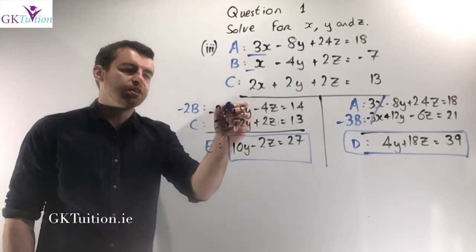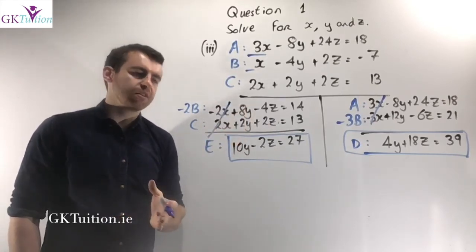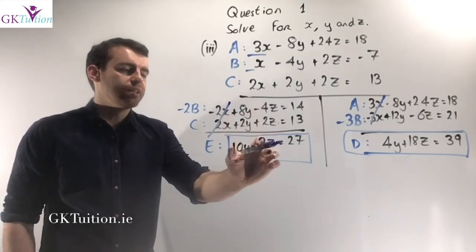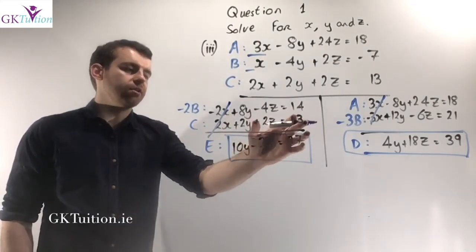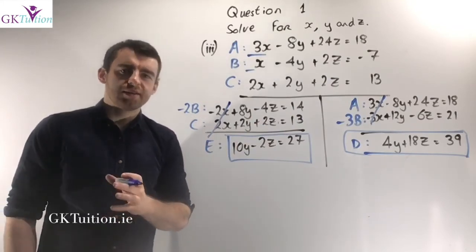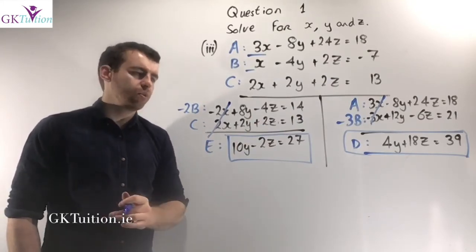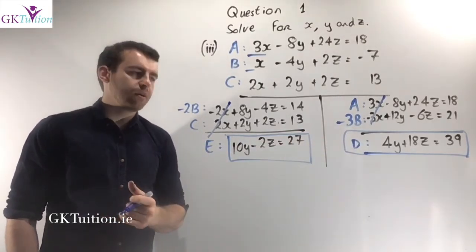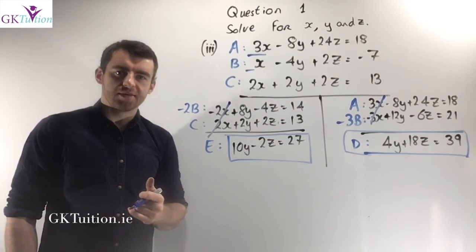So if I add these equations together, once again my x's cancel, and 8y and 2y is 10y, 2z minus 4z is minus 2z, and 14 and 13 is 27. So I've labelled this as equation E, and this is my second equation with only two unknowns. So now if I just take equation D and equation E, I should be able to find the value of y and the value of z.